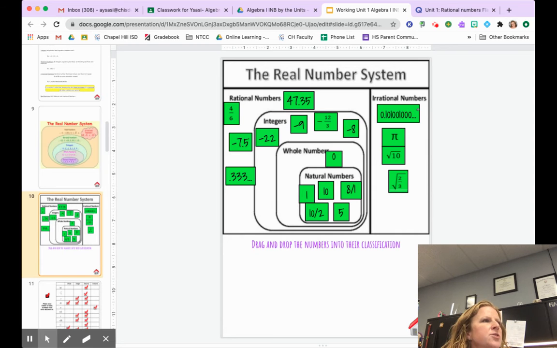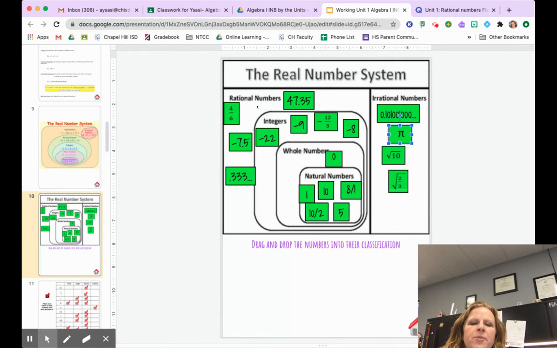So your irrational numbers are numbers that either don't terminate or repeat. So this one is non-repeating. It's 10, 100, 1000. Pi goes on and on forever. Square root of 10 is not a perfect square. Square root of 2/3 is not a perfect square either. All of these go on and on forever and don't repeat or terminate.